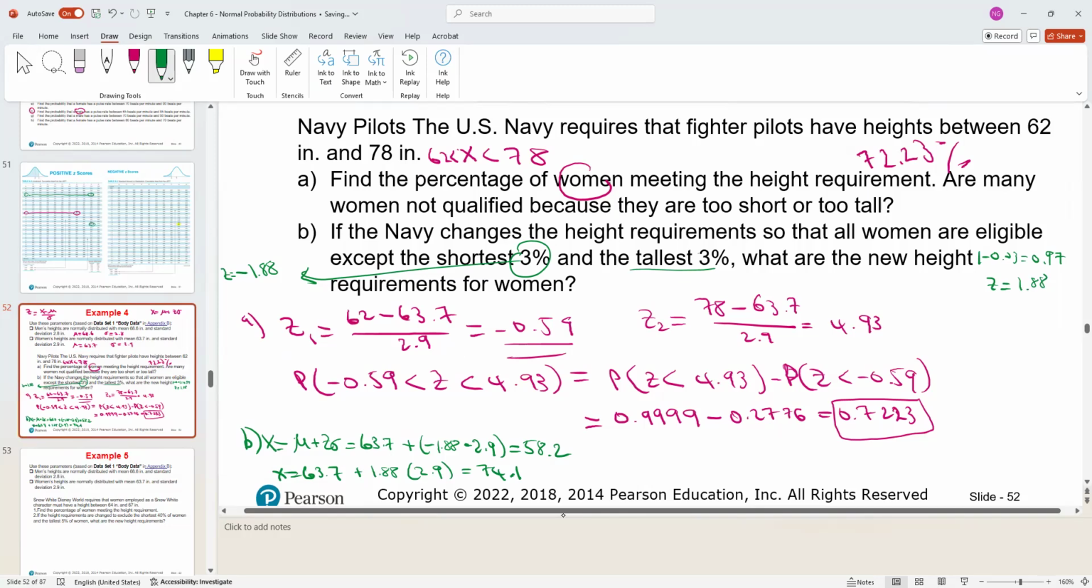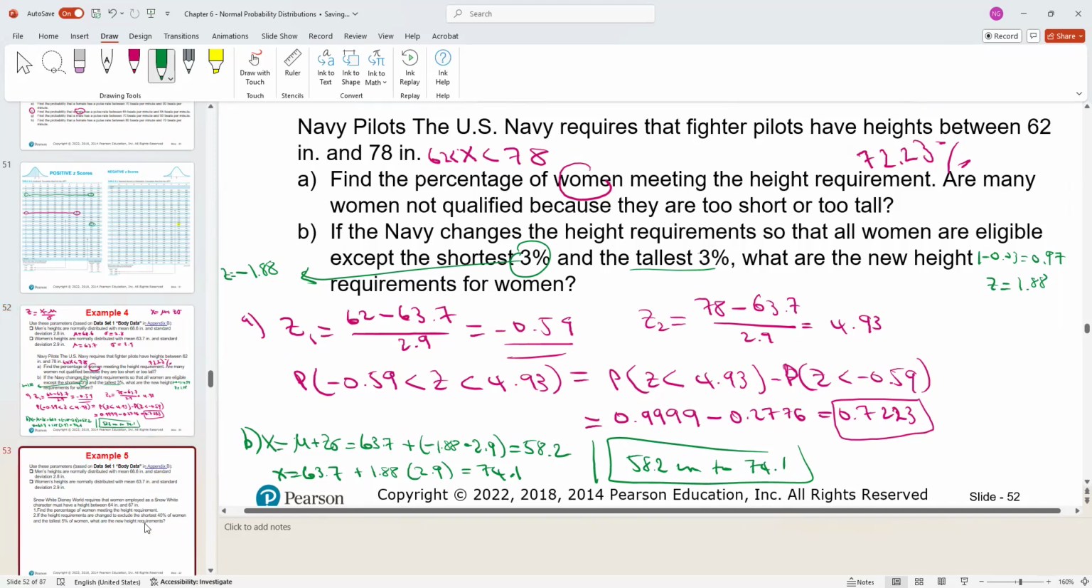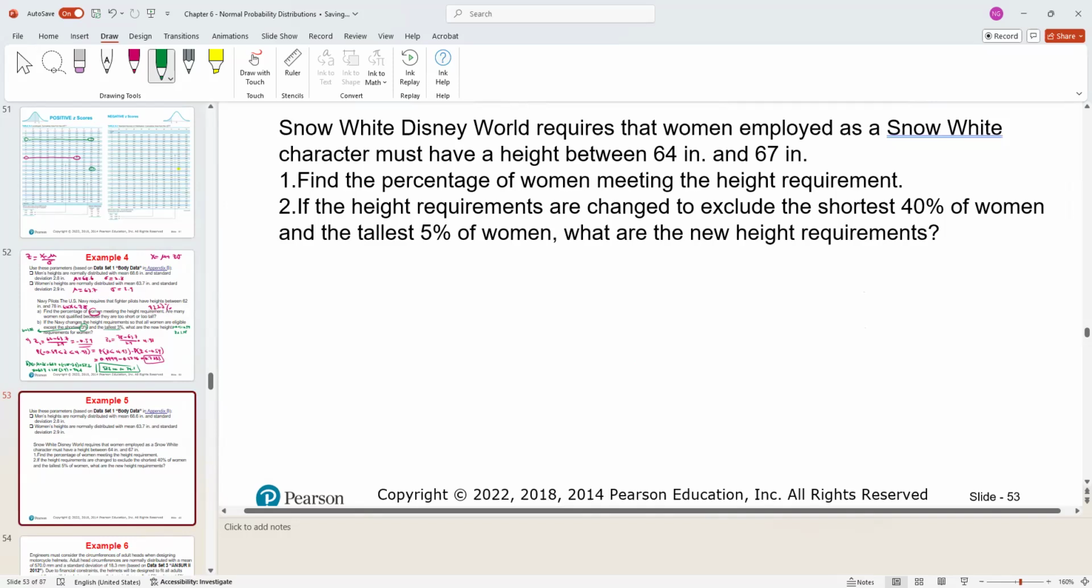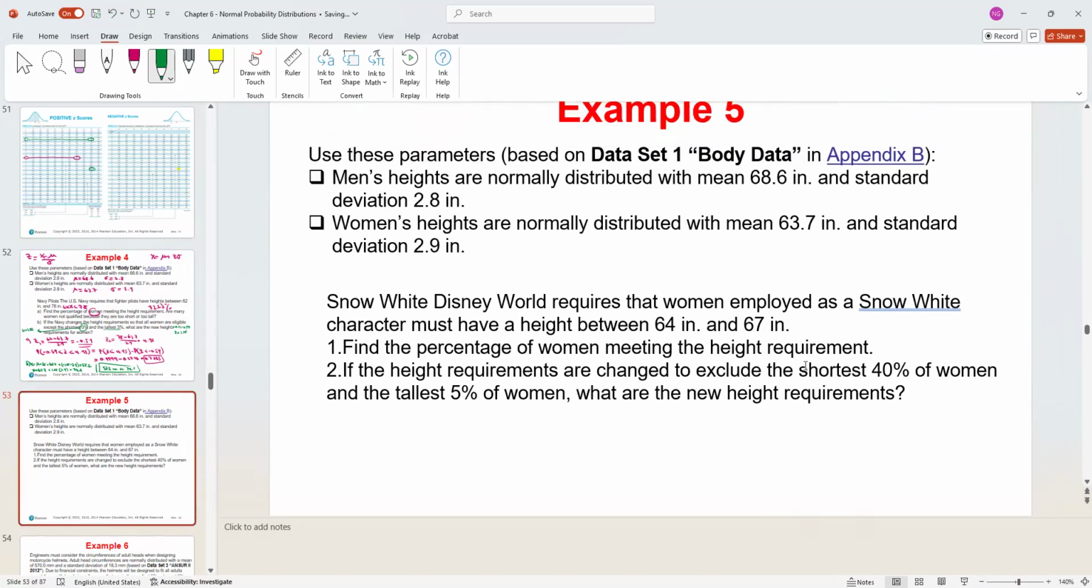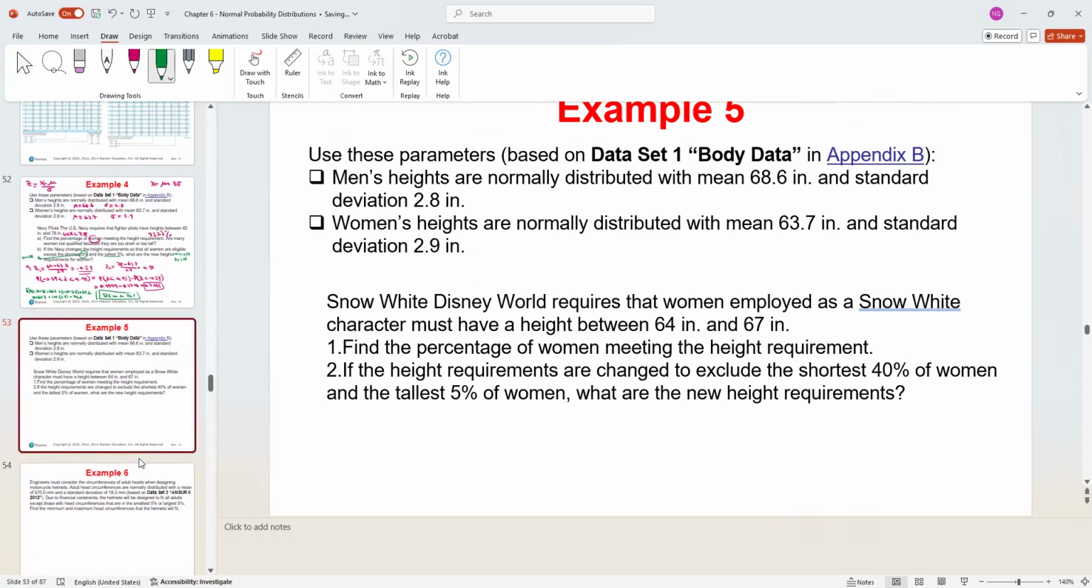So the question asked was: if the Navy changed the height requirement so that all women are eligible except the shortest 3% and the tallest 3%, what are the new height requirements for all women? The new height requirements would be 58.2 inches to 74.1 inches. Okay, so that would be it. We have a few other questions, and I would leave them for you, because they would be exactly the same as this one.